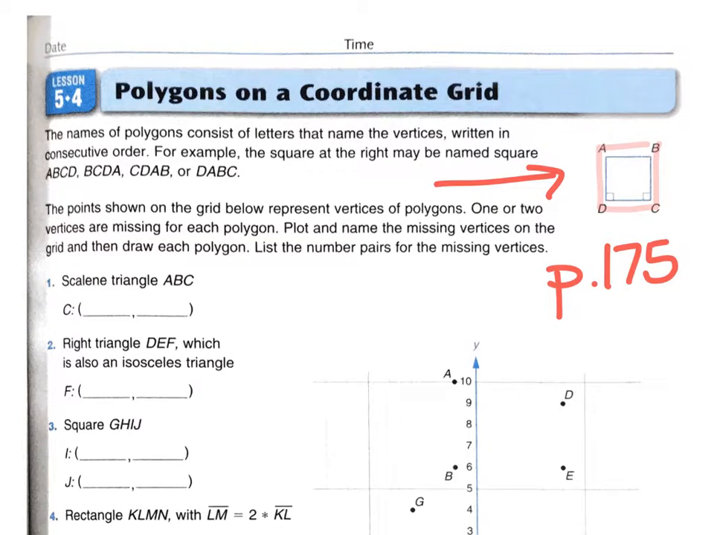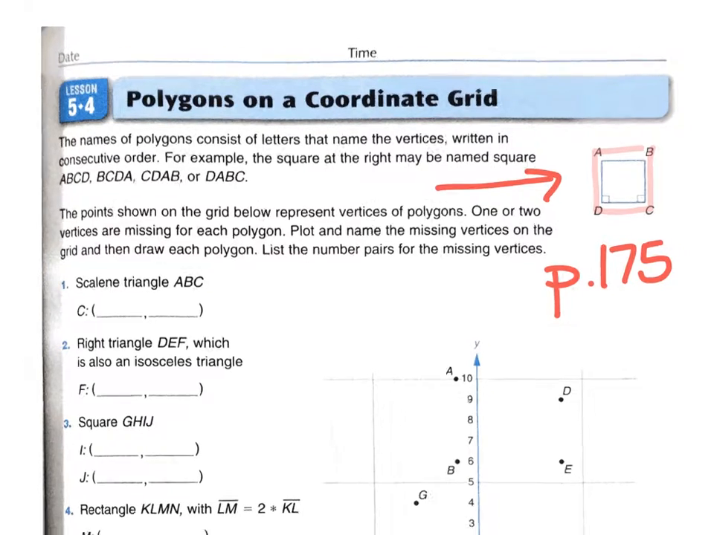The points shown on the grid below represent vertices of polygons. And vertices, that's our point that connects it, so we can think of that as a corner as well. One or two vertices are missing for each polygon. Plot and name the missing vertices on the grid, and then draw each polygon. List the number pairs for the missing vertices.